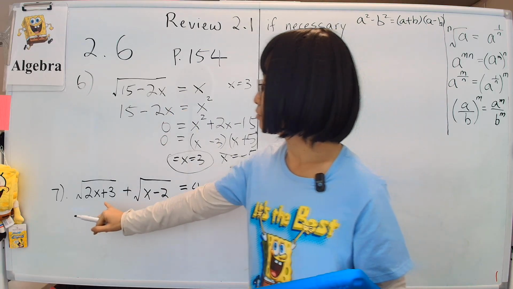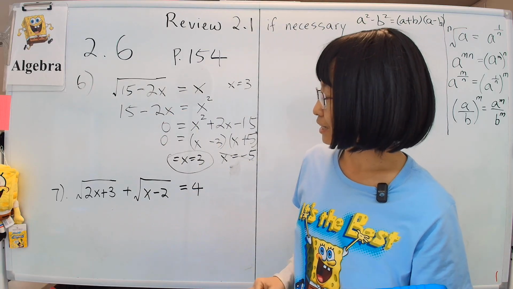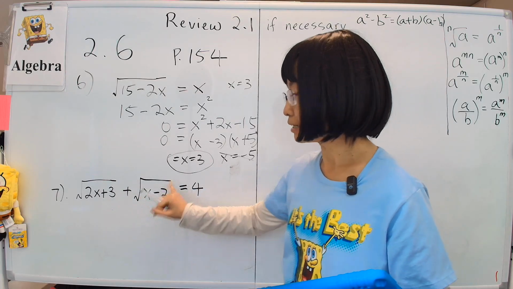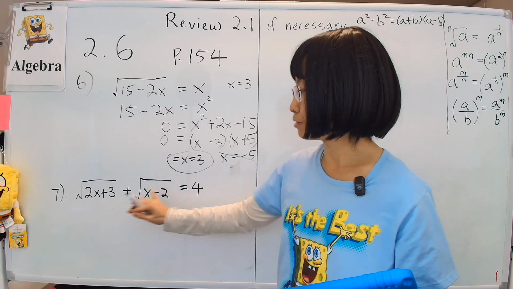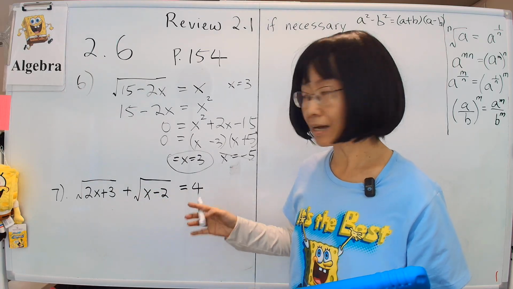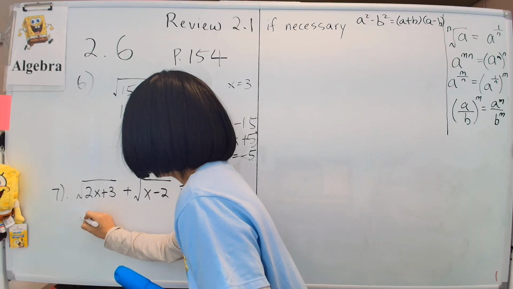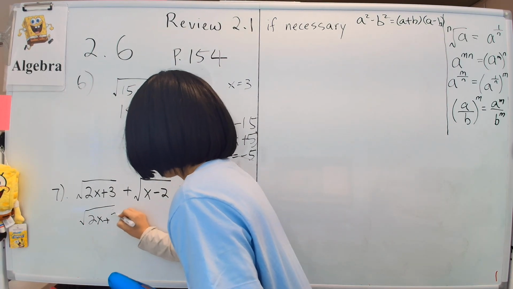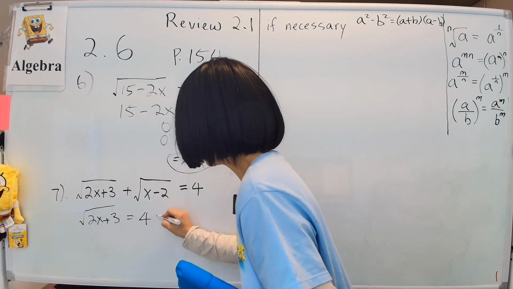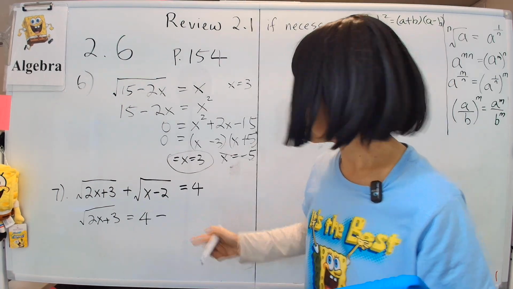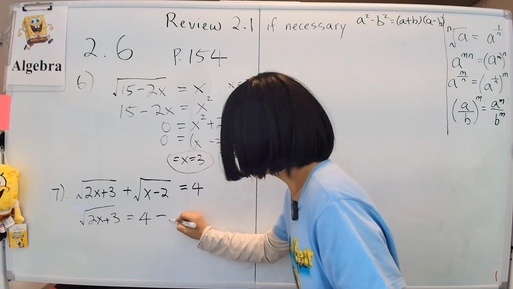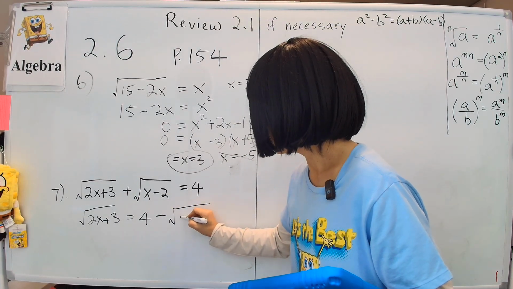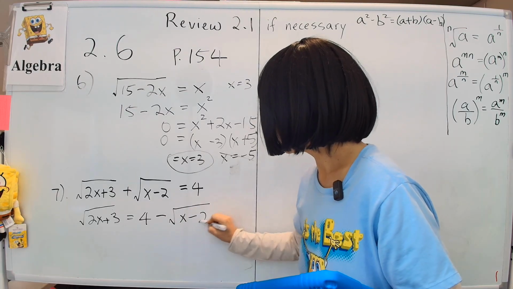The way we do an equation with 2 radicals like this is to first put the radicals on separate sides, so that there's only one radical on one side at a time. So let's rewrite this. The square root of 2x plus 3 will be equal to 4. We'll put the second one on the other side. No reason, somebody has to go to the other side. So 4 minus, when it goes to the other side we change the sign to negative, the square root of x minus 2.